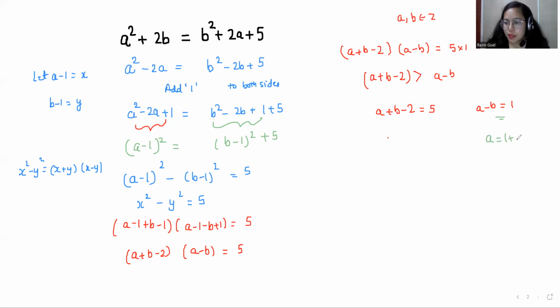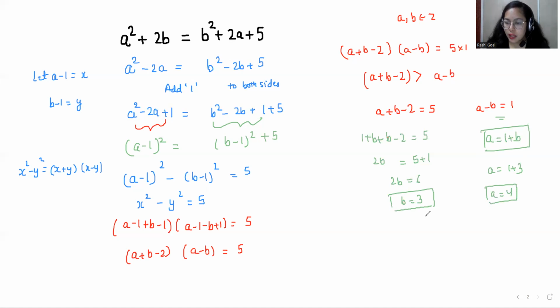So the value of a, if I find it from this, is 1 plus b. So in place of a, I can write 1 plus b here. 1 plus b plus b minus 2 equals 5. So 2b equals 5 plus 1. 2b equals 6, and the value of b is 3. And the value of a is 1 plus 3, that is 4. We have to find the value of b, that is 3.